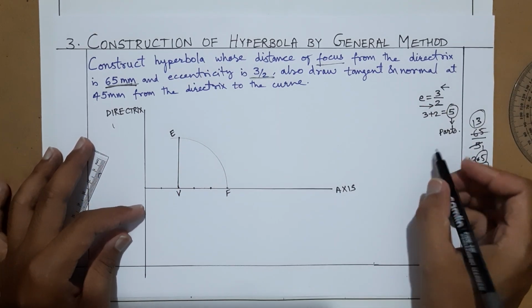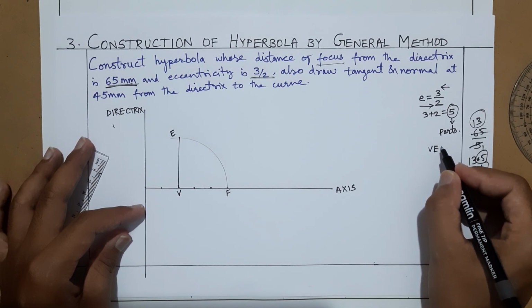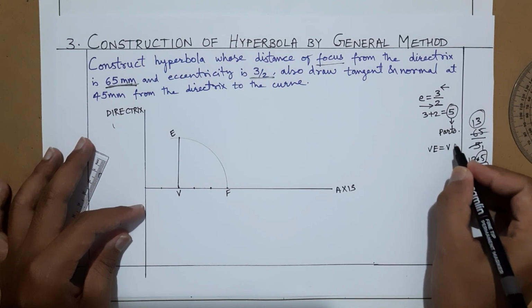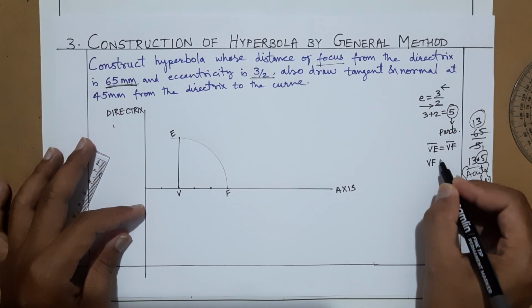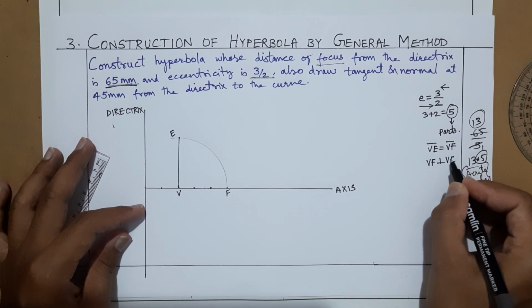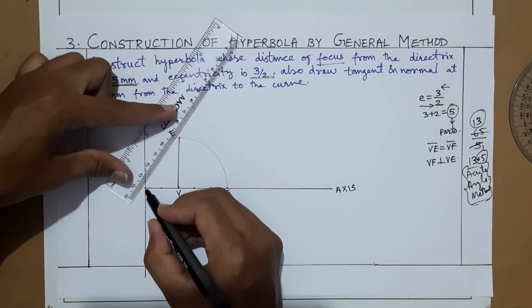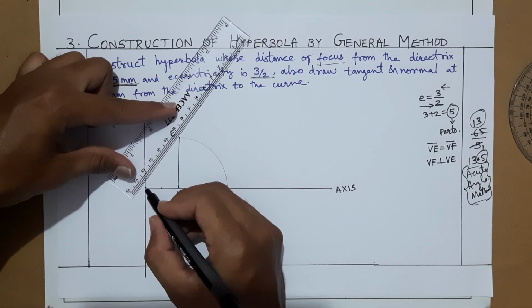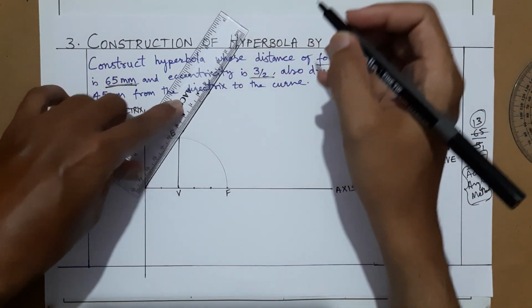VE is equal to VF in length, again same as ellipse and parabola how we did. VF and VE are perpendicular to each other. So this is the relation between these two lines. Now join this point with the E and extend up to certain length.